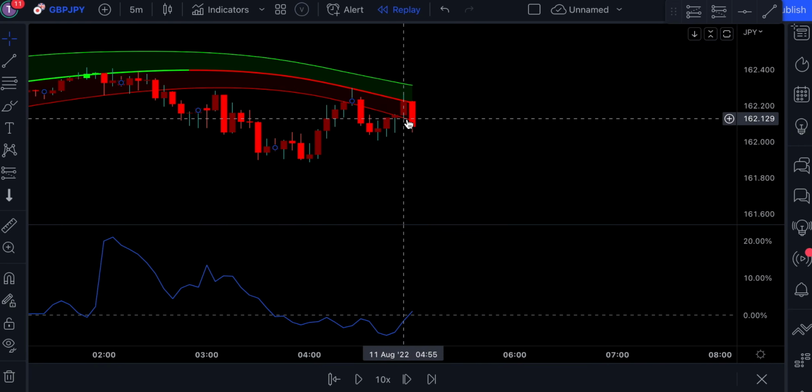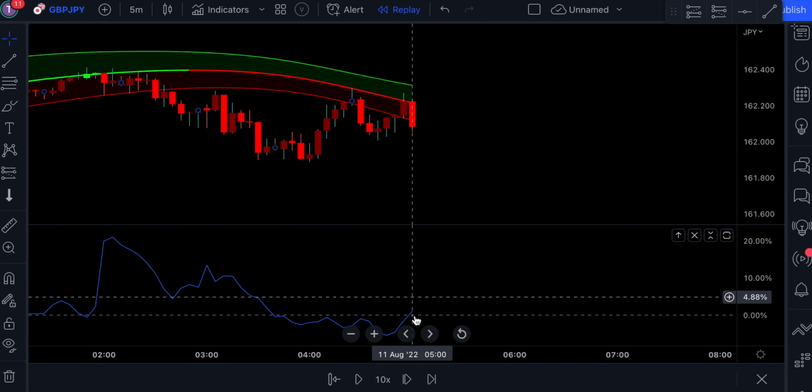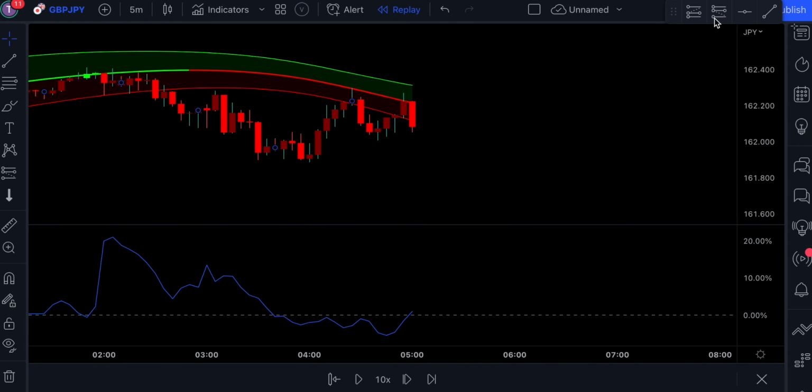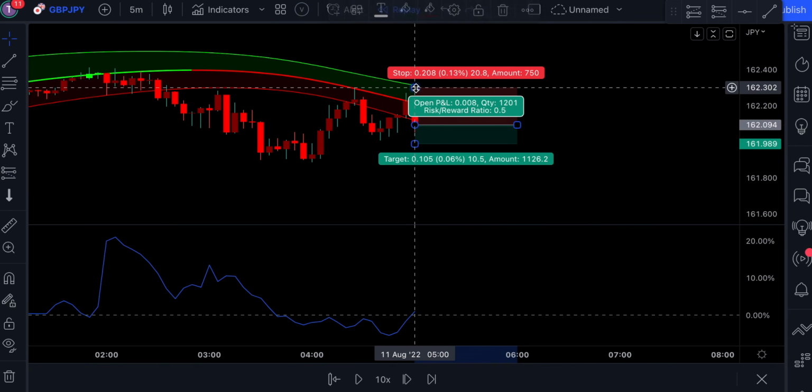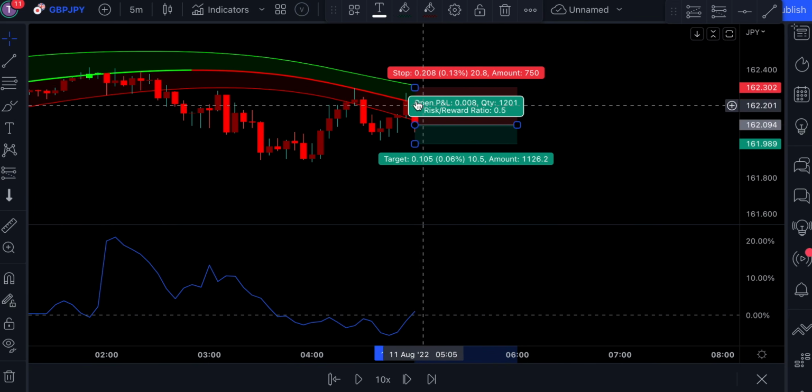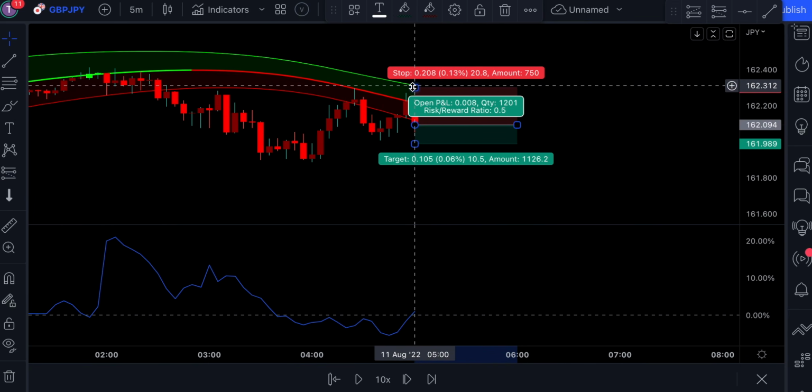And finally, to confirm the entry, the volume oscillator must be above the middle line. The stop loss can be set either at the middle line or at the recent swing high. The take profit target is the same as for long positions.